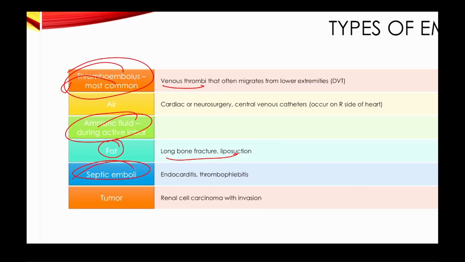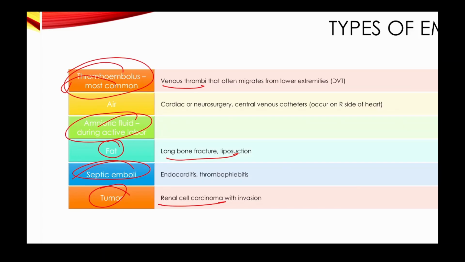Septic emboli. Okay, you'll learn about tricuspid valve endocarditis, valvular endocarditis. It can happen on the tricuspid valve as well, which is the main culprit where the vegetation occurs. So you're already on the right side of the heart, right? We're on the tricuspid valve. So if a piece of that bacteria breaks off, it goes traveling through the lungs and gets lodged. So it's a septic emboli. And tumors, usually renal cell carcinomas, with invasion, they can cause some sort of occlusions as well with these emboli.